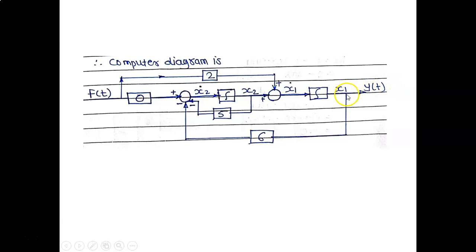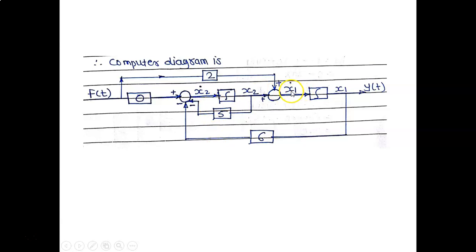Therefore, from x1 we have taken one signal, and we add a block of 6 with negative sign. Therefore, x2 dot is equal to minus 6 x1. Again, from x2 we take one signal and multiply it by a block having value 5, again with negative sign. Therefore, x2 dot is equal to minus 6 x1 minus 5 x2.